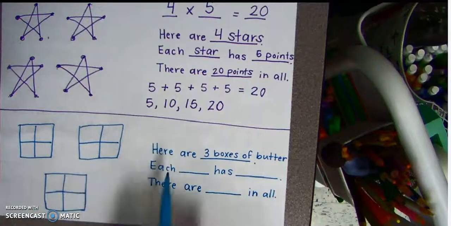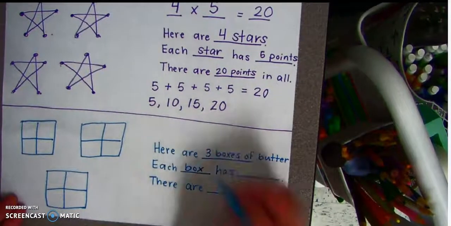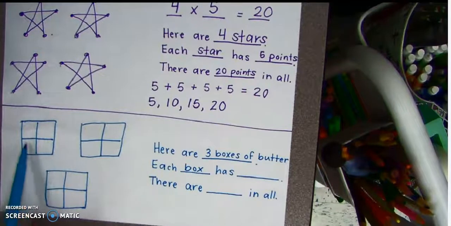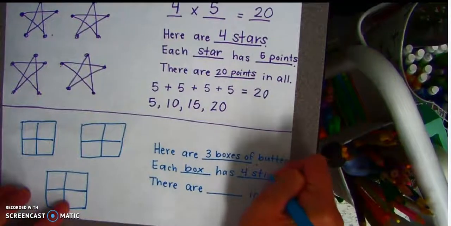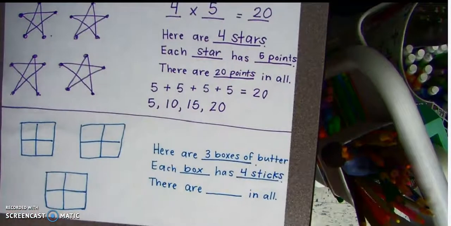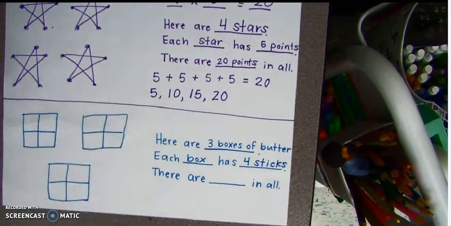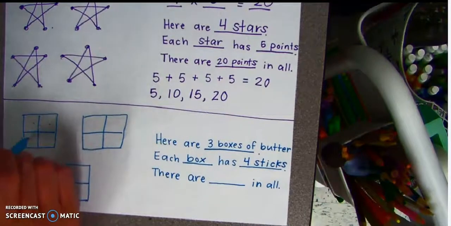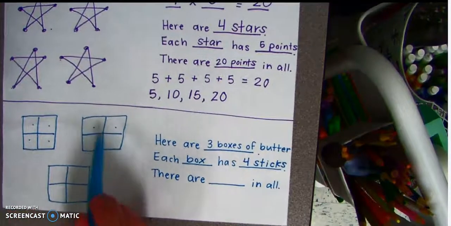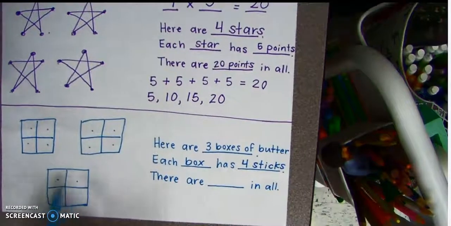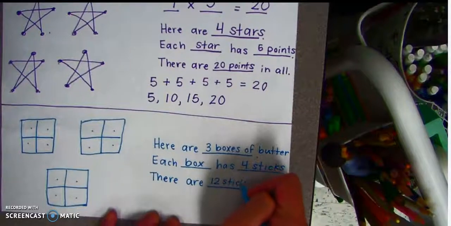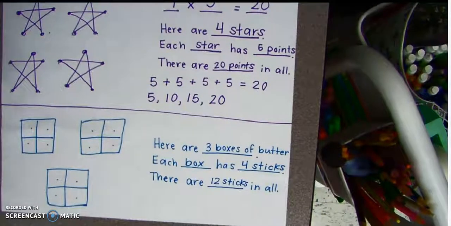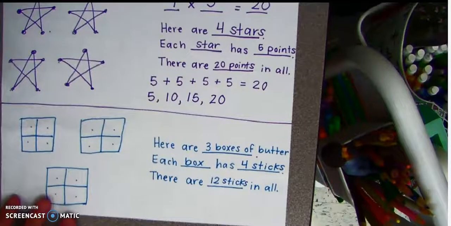Each box has 1, 2, 3, 4 sticks. So if I want to know how many sticks of butter there are in all, I can start by counting those. 1, 2, 3, 4, 5, 6, 7, 8, 9, 10, 11, 12. There are 12 sticks in all. Just like we did the same process as we did in the first example.